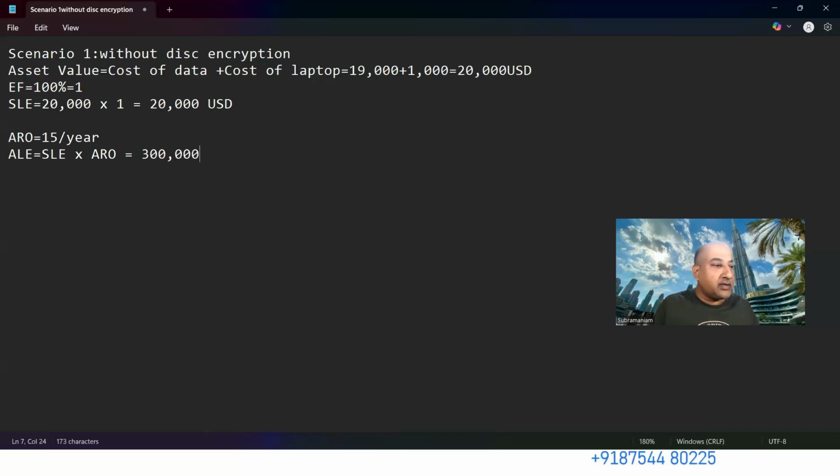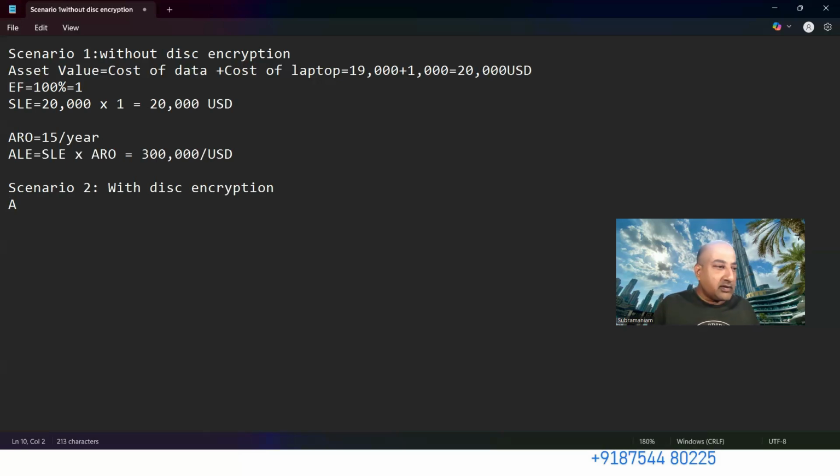300,000 US dollars is what's being lost every year. Now, if I'm going to have the disk encryption, scenario two with disk encryption, that means the disk is encrypted. If the hardware is lost or the laptop is lost, still they cannot get the data.